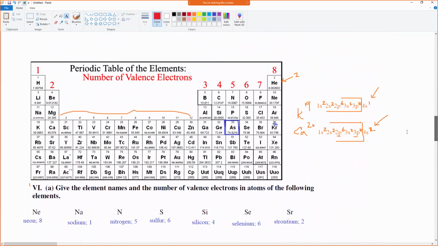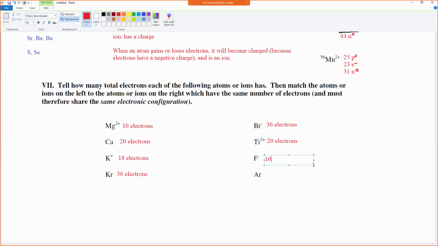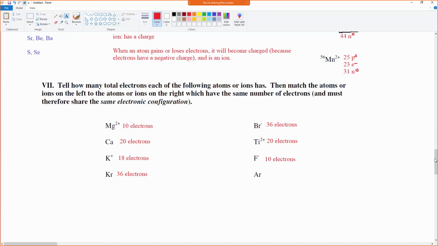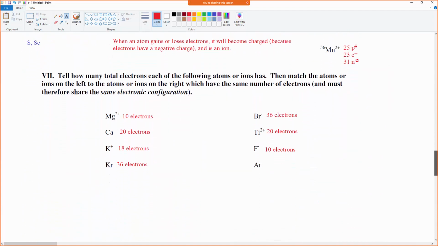All right, F minus. F naturally has 9. So if it's minus, and it's a little hard to see, it almost looks like it's an extension of that F there, but that's a negative charge. It's got 10 electrons. You're good. And then argon, neutral argon right here has got 18 electrons.